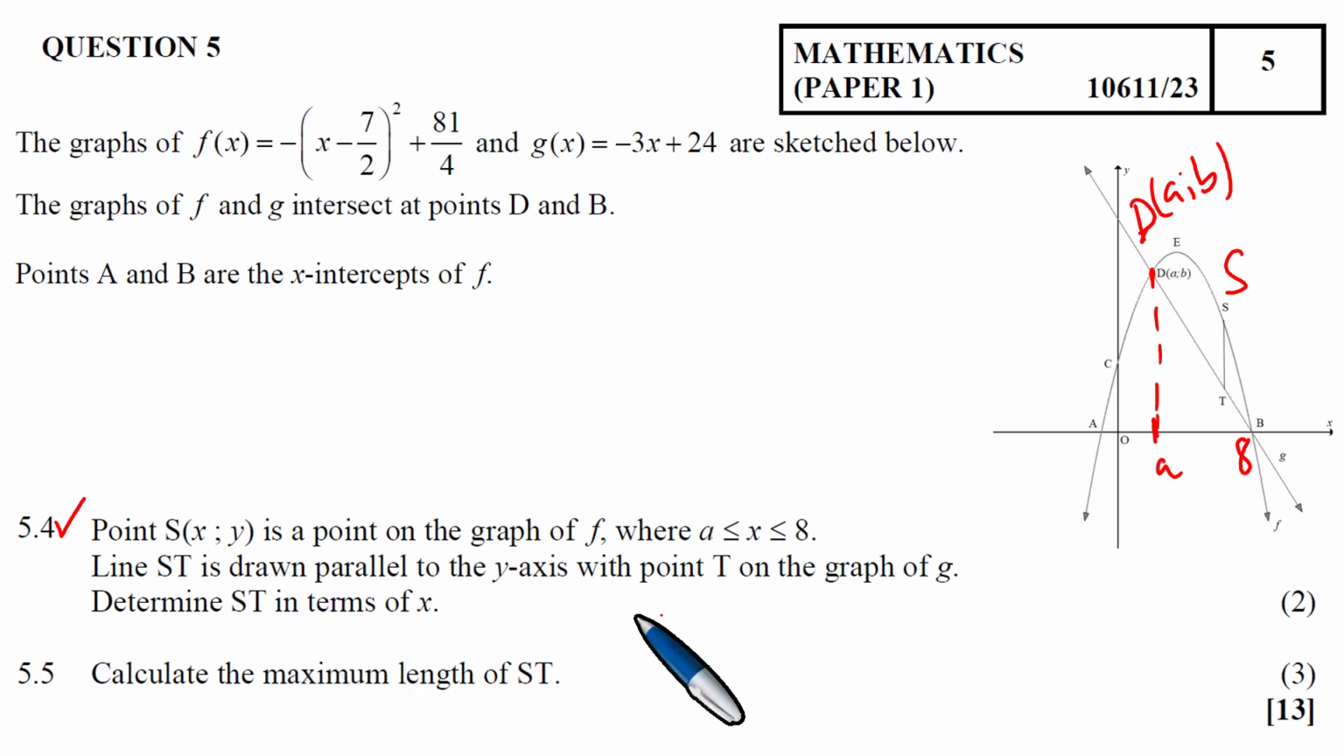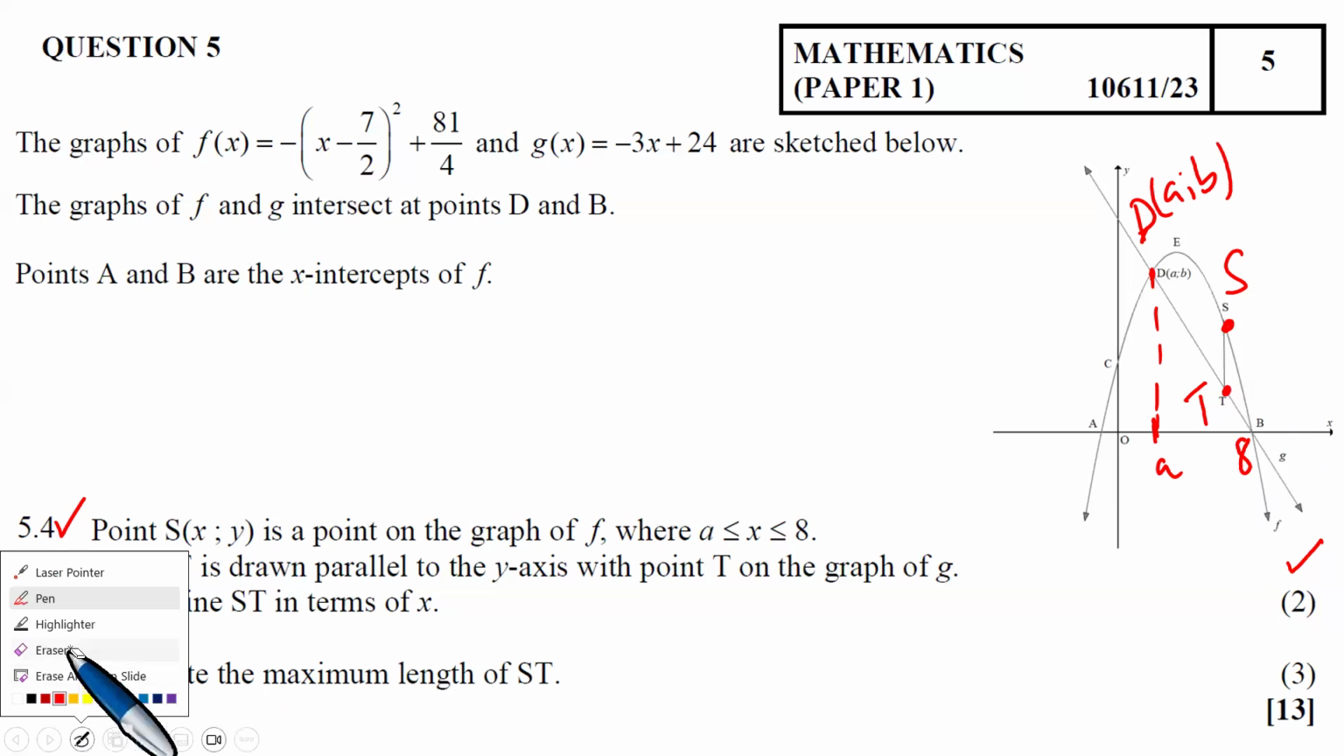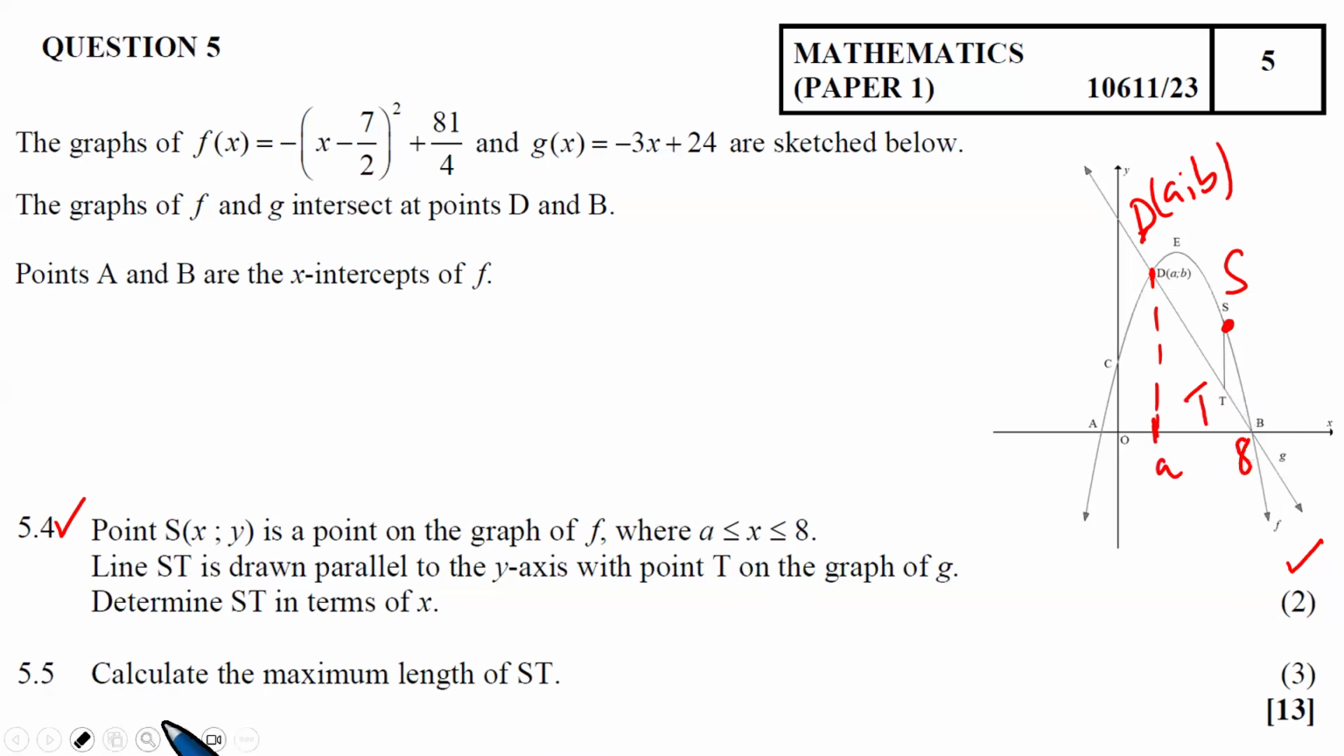Line ST is drawn parallel to the y-axis. That is S and that is T. T is on the graph of G. Determine ST in terms of x, 2 marks. Who can do that one? S is this one, and T is that. Let us find ST in terms of x. Who can find ST in terms of x?